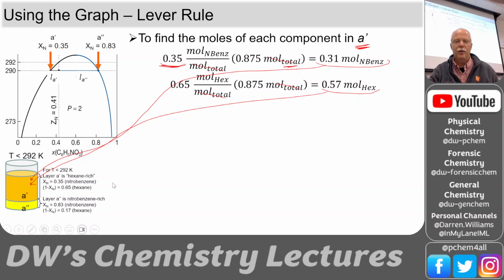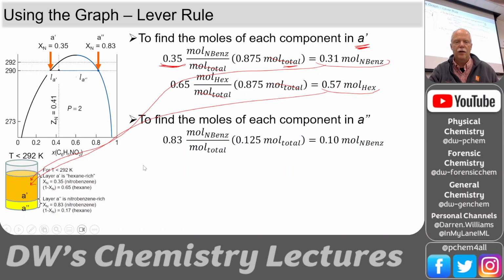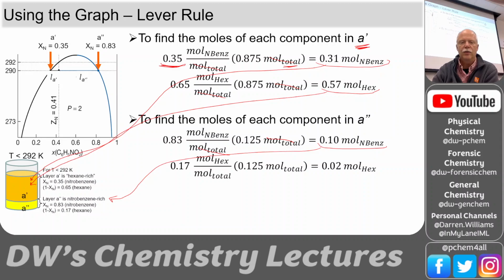Now let's do the A double prime layer. It's 0.83 moles of nitrobenzene, but we only have 1/8 of our total moles in that second layer. And so it's 0.1 moles of nitrobenzene in this tiny little layer down here. And then 1 minus the 0.83 is 0.17. And that's the amount of hexane that's in that layer. So the moles total cancel, and we end up with 0.02 moles of hexane in this layer.